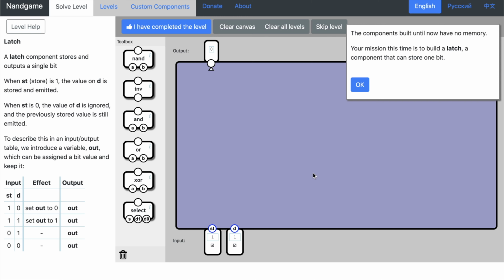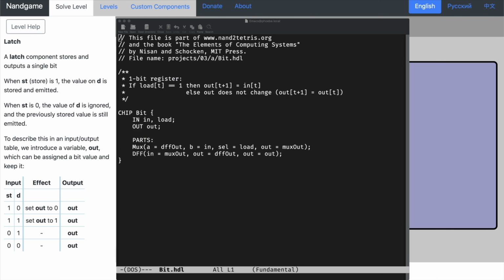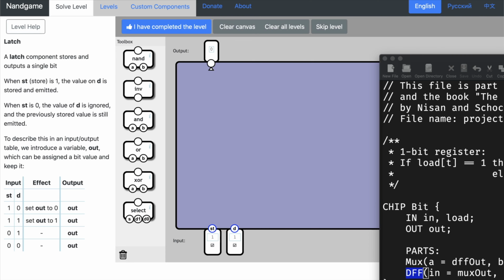Components built until now have no memory. Your mission this time is to build a latch, a component that can store 1 bit. Interestingly, this is the one place where Nand Game actually goes beyond Nand to Tetris. Nand to Tetris, because it's not really an electronics course, it's really a computer course, they just give you a data flip-flop, a DFF, as a core component that you can use. But in this game, we're actually going to build a latch. So a latch is fairly simple in this context.